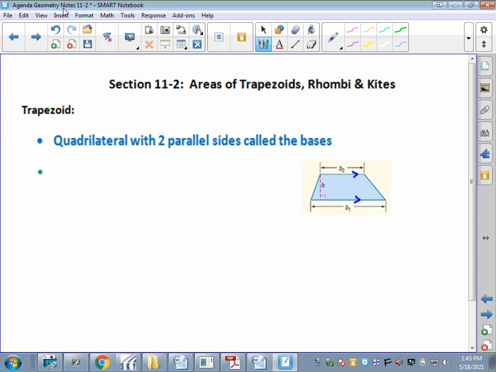These other two sides are slanted. Sometimes if they're congruent, it's an isosceles trapezoid. Sometimes they're not. But the important thing here is we just need to know how tall that trapezoid is, so we have to have a height. The formula is a little bit different on this one.